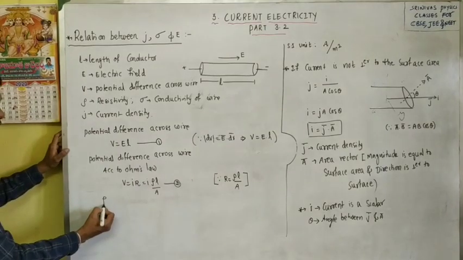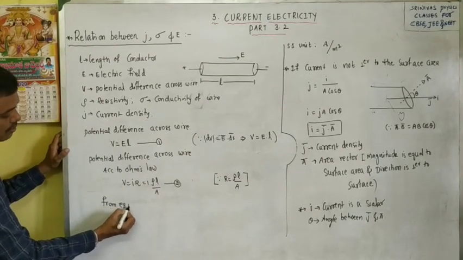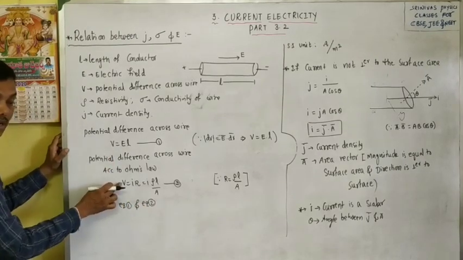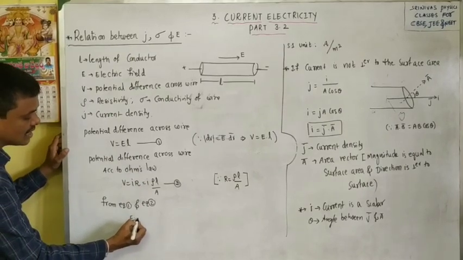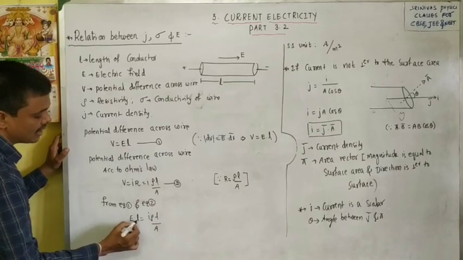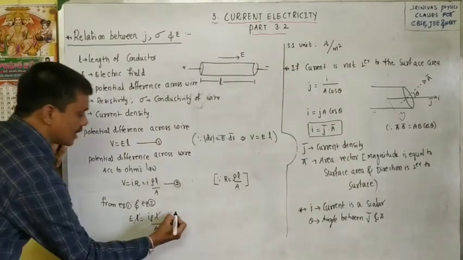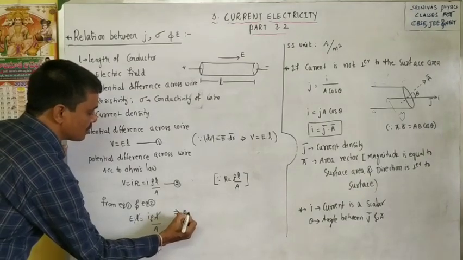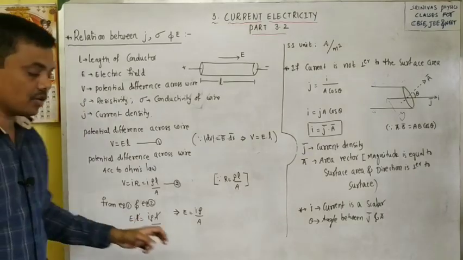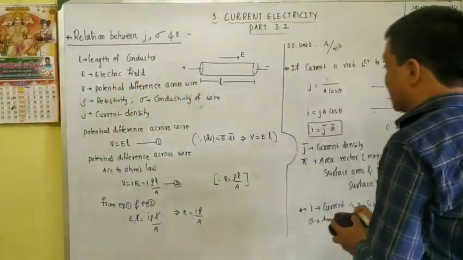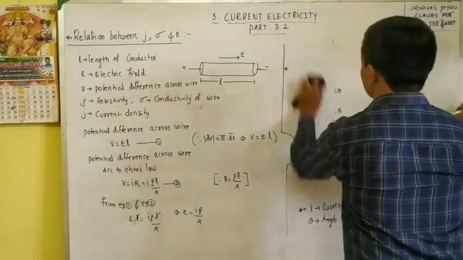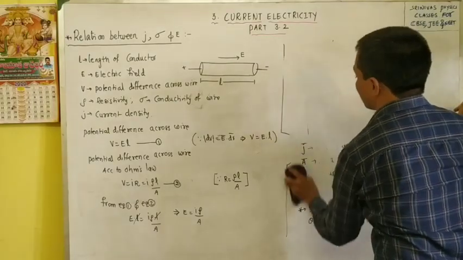From equation 1 and 2, both are for potential difference. Left sides are equal, so the right sides we can also equate. EL is equal to I rho L by A. This L will cancel. Then we get E is equal to I rho by A. But what is I by A? You already know that current by area is the current density.